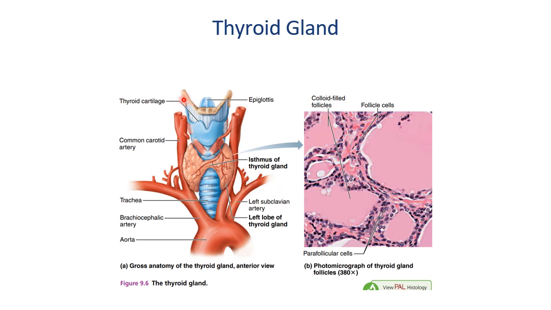So here, in this picture is shown the location of the thyroid gland. The thyroid gland is in apposition or near to the trachea, and it is inferior to the larynx, and it is surrounded by the big vessels of the neck, okay? In particular, the common carotid artery.